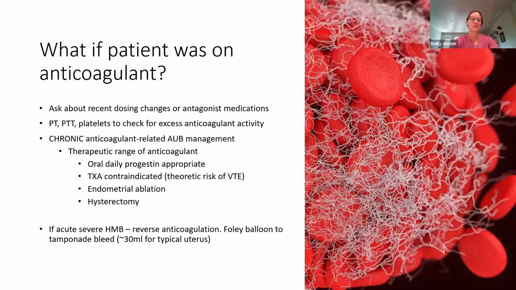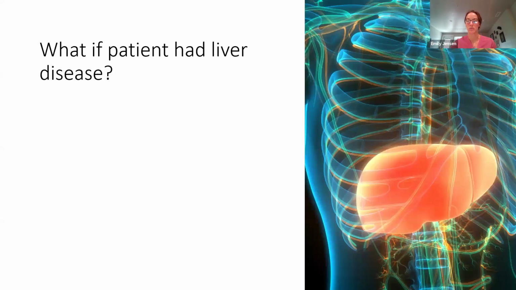Some providers, especially some different podcasts I listen to, will still do TXA because there's a theoretical risk of a VTE. So it depends how you feel about that, but some people will treat this with TXA. Obviously, you can send that patient in for endometrial ablation or hysterectomy to just help them be done with that. One less thing to worry about, in my opinion. But if there's acute severe heavy menstrual bleeding, which is what HMB is, then you can consider reversing the anticoagulation, or a Foley balloon to tamponade the bleed. Obviously, this is more for an urgent care or ER setting if they're having this acute issue.